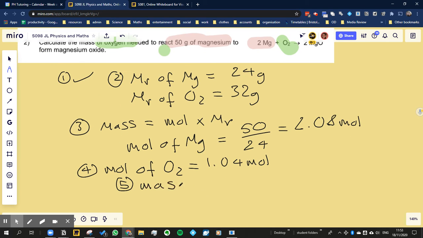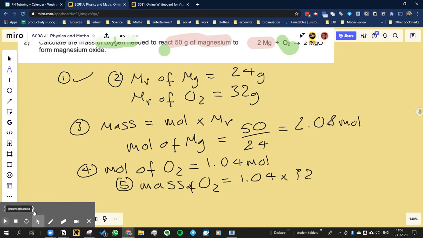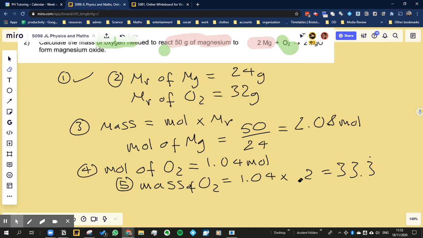Final stage, I'm going to use the equation which I used earlier on to convert back into mass of the target substance. Mass of O2 is equal to moles times the molar mass. The molar mass of oxygen is 32. Moles is 1.04, so it's 1.04 times 32. That should be equal to 33.3 recurring. And that's the amount in grams.